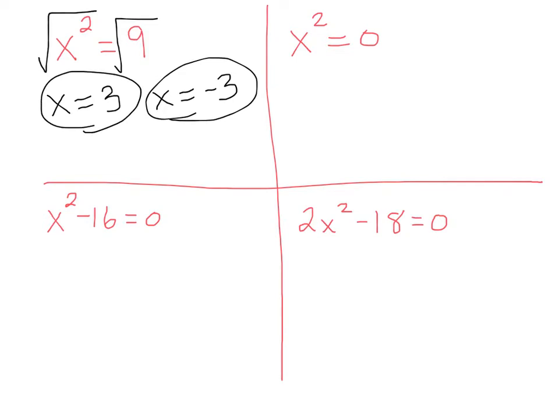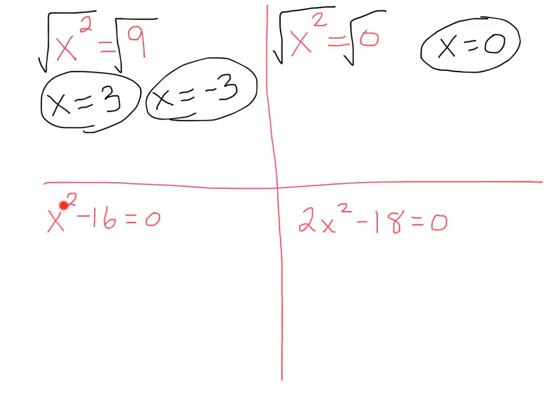Okay, let's look at this one right here. I've got x squared equals 0. And so to get rid of the squared, I take the square root of both sides. And so x equals, the square root of 0 is just 0 because there's no such thing as negative 0. So there's only one solution in that case.